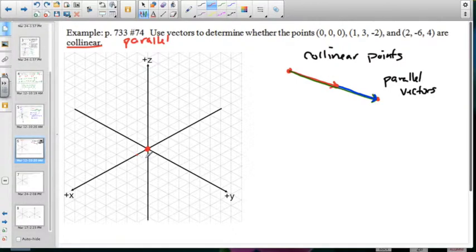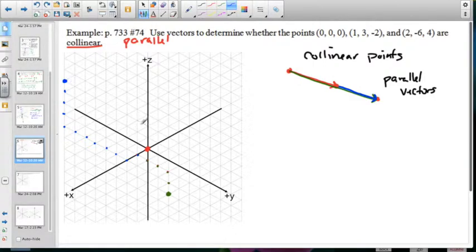So over 1, out 3, down 2. So there is the next point. I'm actually going to make those green. There we go. And so there's our next point. And then the last point, 2, -6, 4. So out 2, back 6, 1, 2, 3, 4, 5, 6. And up 4. So there's the third point.